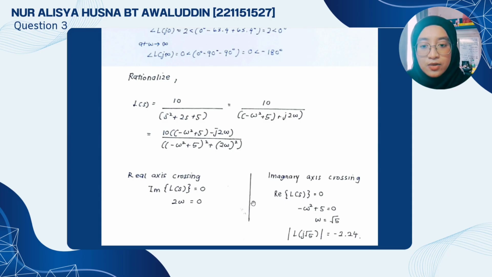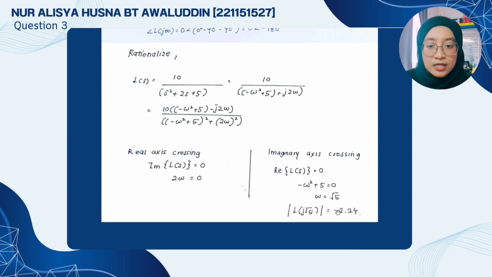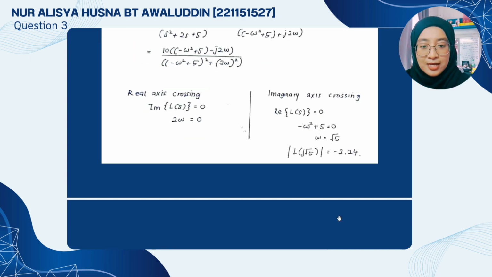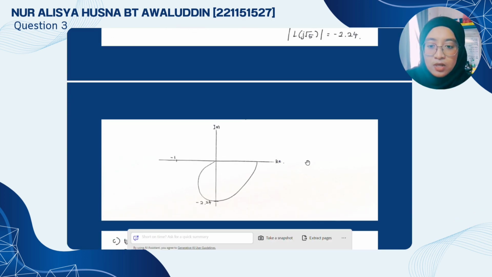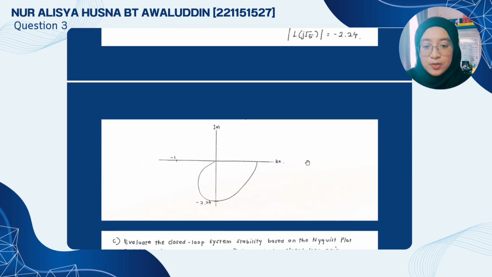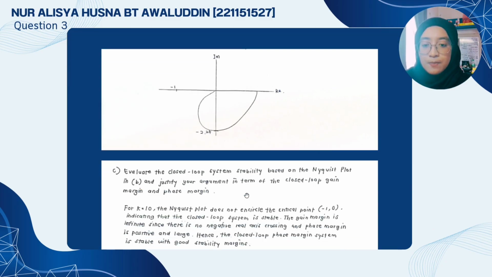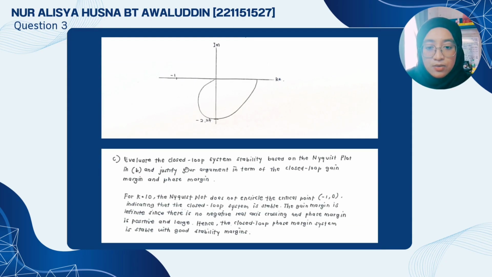For real axis crossing, we get 0, and for imaginary axis crossing, we get negative 2.24, and we will get the plot like this. For question C, evaluate the closed loop system stability in terms of gain margin and phase margin. Since the plot only crosses the real axis at the origin, the gain margin is infinity and the system is stable since both gain and phase margin are positive.